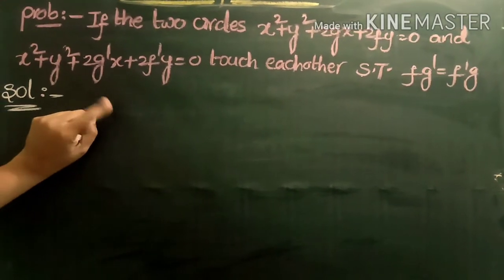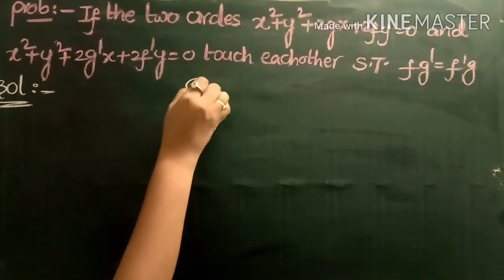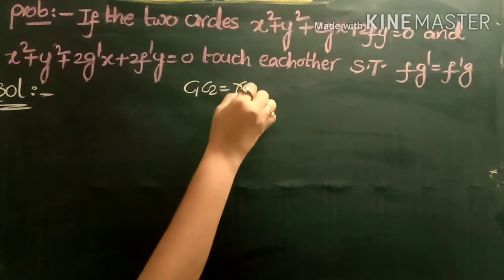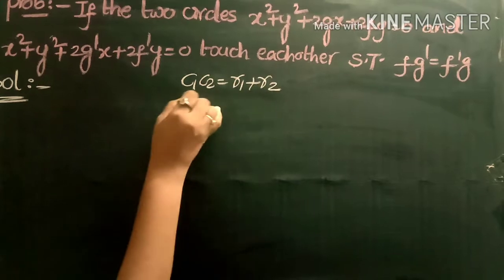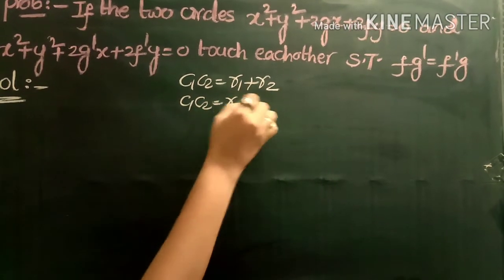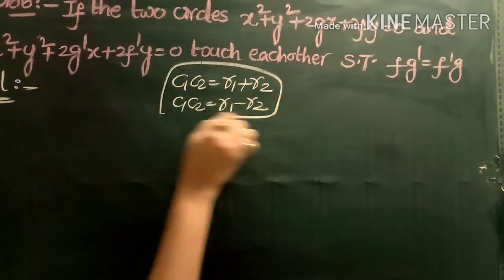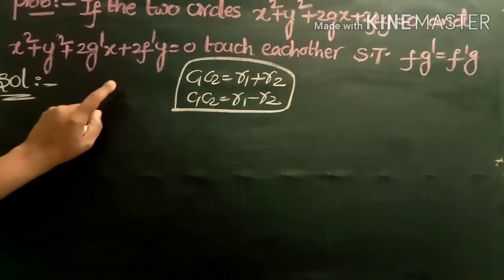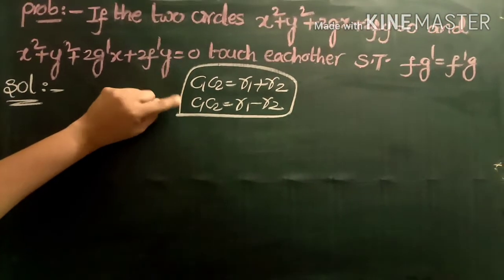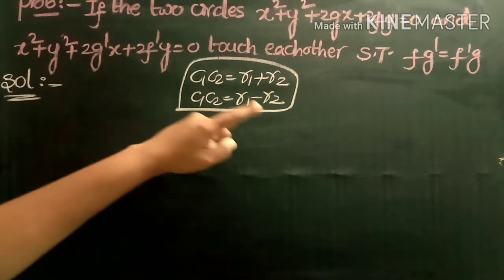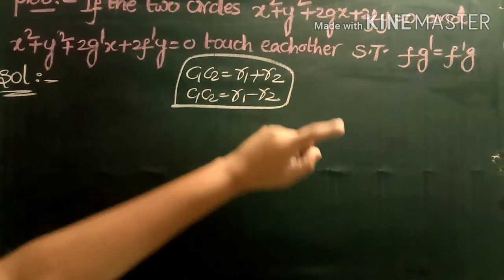The two circles touch each other means the condition is either C1C2 = R1 + R2 or C1C2 = R1 − R2. These are the conditions for two circles to touch each other. By taking any one of the given conditions we can prove the given result, that is fg' = f'g.